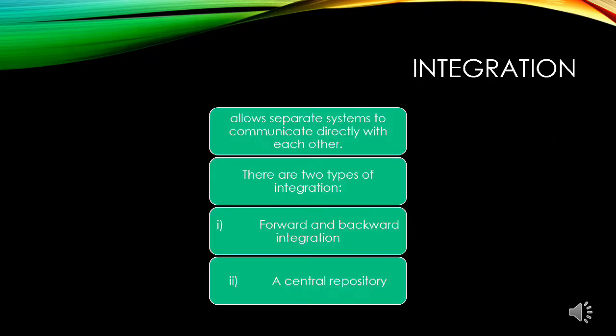Integration allows separate systems to communicate directly with each other. There are two types of integration. Number 1, forward and backward integration. Number 2, a central repository.